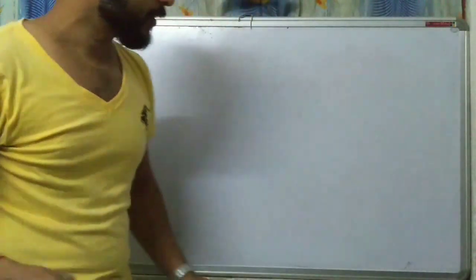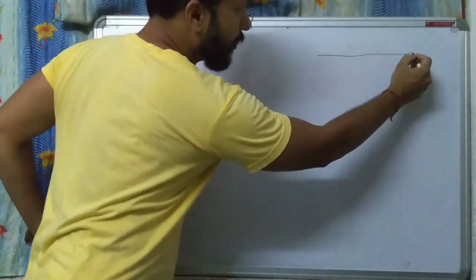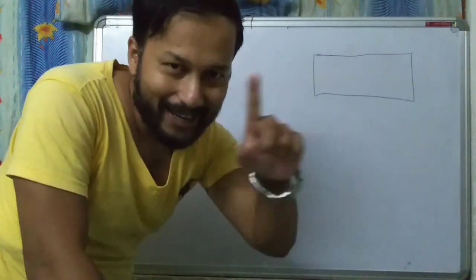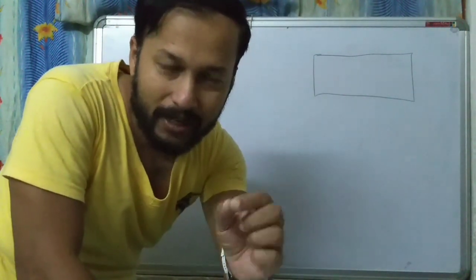Question number 1, displaying on your screen. The perimeter of a rectangular sheet. First let us draw the rectangular sheet. This is the rectangular sheet. A rectangular piece of paper.